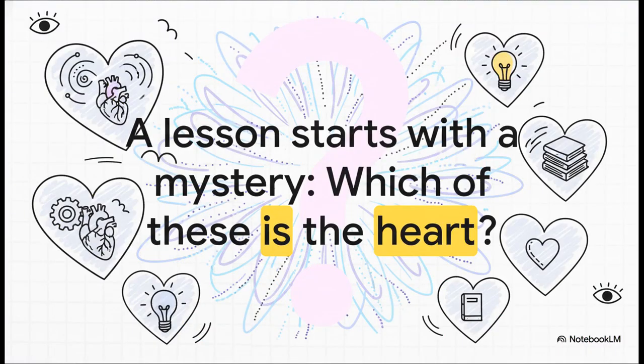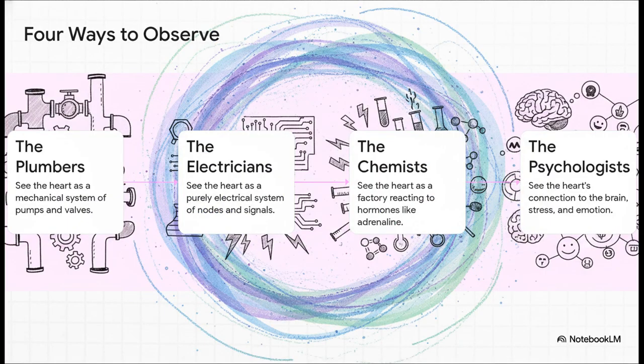Instead of starting with some dry definition, the lesson kicks off with a mystery. The question itself frames the heart not as one single thing, but as something that exists in a superposition of states. It's a mechanical pump, it's an electrical circuit, and it's a chemical factory all at the same time. So the class is then broken up into 4 groups, and each group is given a totally different lens to observe the heart with. They're all studying the same organ, but from 4 completely different, simultaneous perspectives or states.